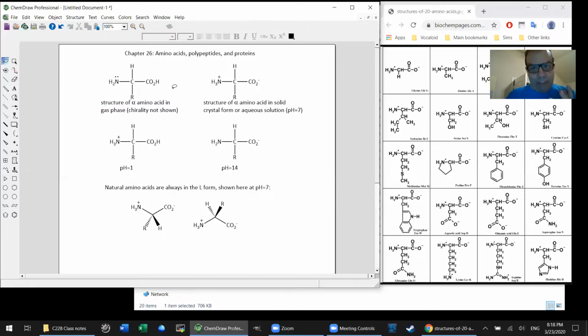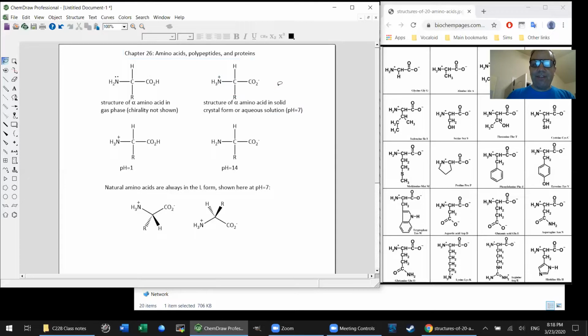Ordinarily, naturally, we're not dealing with things in the gas phase. We're dealing with aqueous solutions, mainly, of course, in biological systems. And so in aqueous solution, or also how the compound appears in the pure solid crystalline form, will be this zwitterion, where the carboxylic acid group is deprotonated and the amino group is protonated, at least near pH 7.